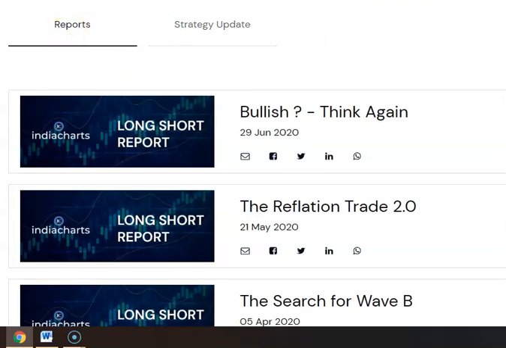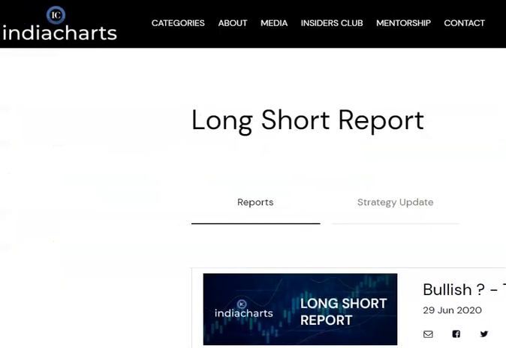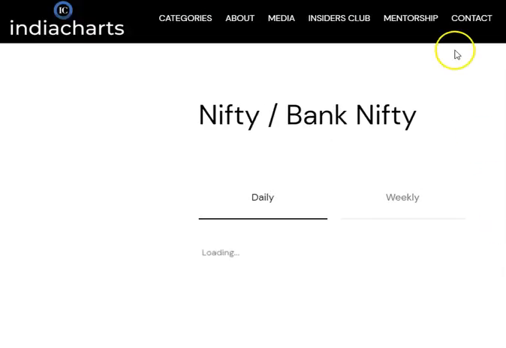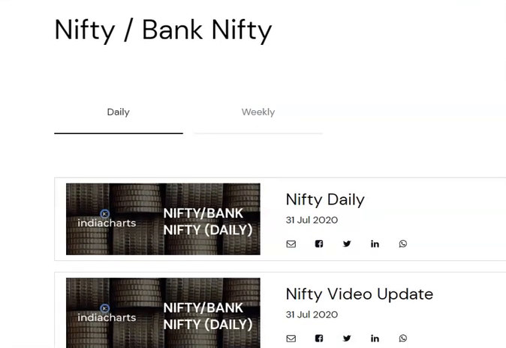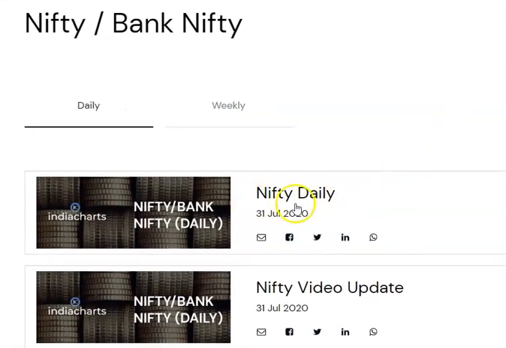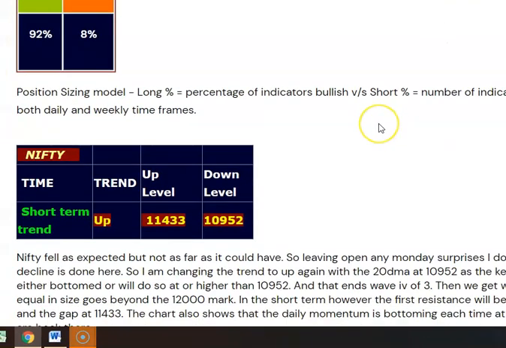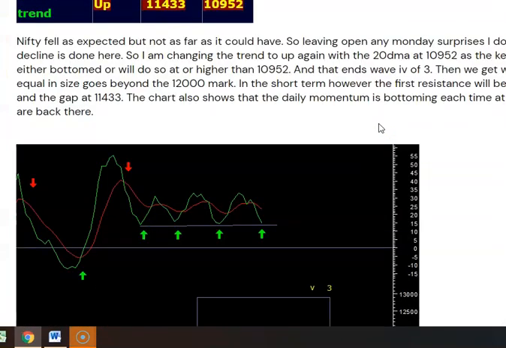The next thing you want to go to within the categories is my daily market and weekly market updates. So these are the most important for everyone who wants to know where the Nifty is headed. So every evening I write the Nifty daily report, and by noon or 1 o'clock I put out the Nifty video update.